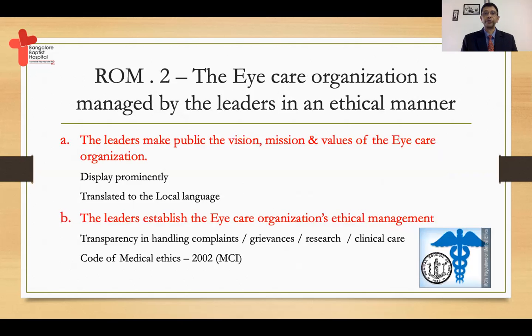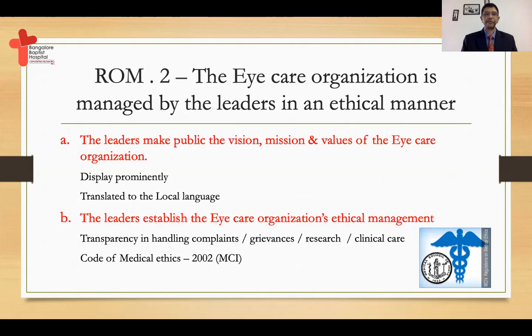ROM 2. The eye care organization is managed by the leaders in an ethical manner. ROM 2A. The leaders make public the vision, mission, and values of the eye care organization. These statements must be displayed prominently, and preferably translated to the local language.